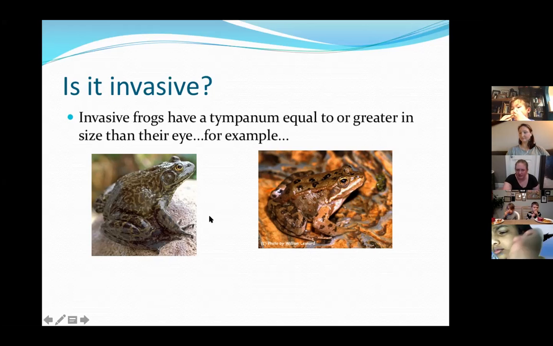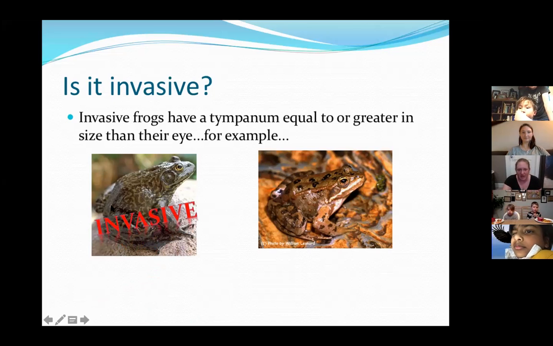And here in BC, if a frog has a big ear, that means it's an invader. And if it has a little ear, can you see the little ear on this frog? If it has a little ear, that means it's a native frog. So we can look at the ears of frogs here in BC and tell whether they're invaders or not. This only works in BC. If we go somewhere else, it won't work the same way.